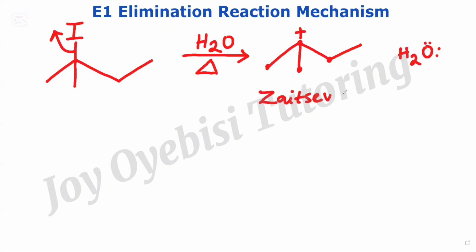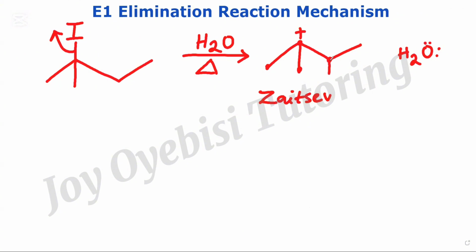If we take hydrogen from the less substituted beta carbons, then what we're going to form is the minor product. Okay, the Zaitsev product is the major product, and if you take from the less substituted beta carbons, that gives you a Hofmann product, which is the minor product.